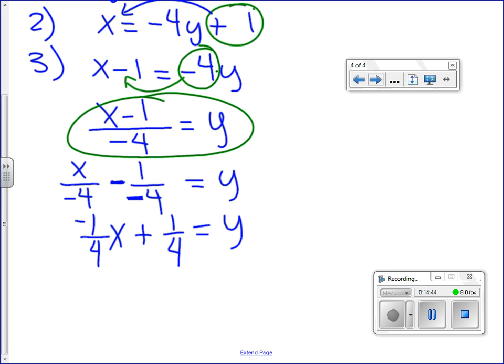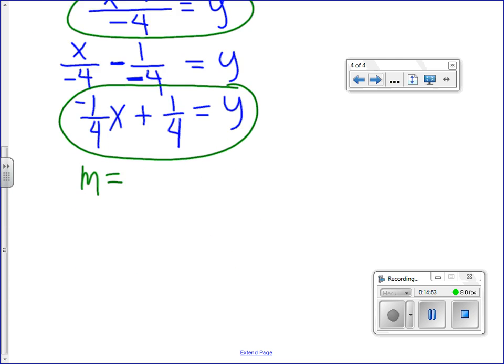So this answer is correct, but this one becomes a little more handy when you are talking about what is the slope. Because here you could determine that the slope is equal to negative 1/4. And you could also determine that the y-intercept is the point at 0, 1/4.